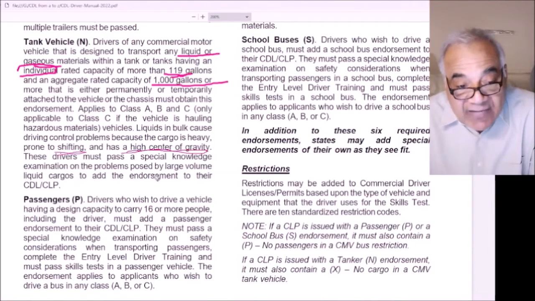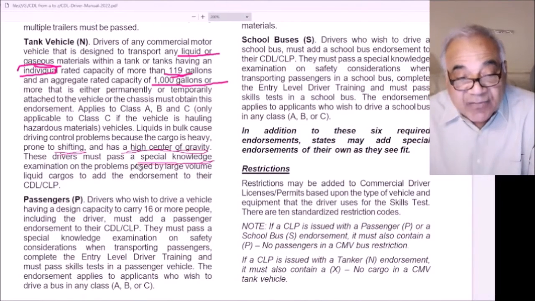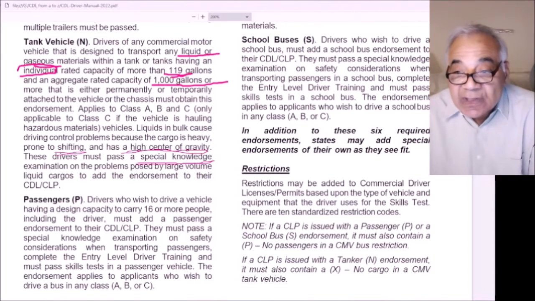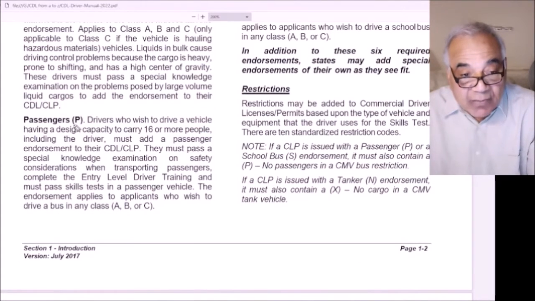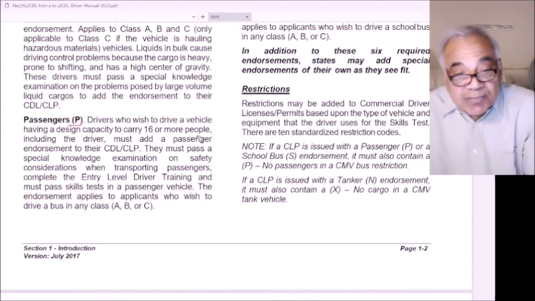So the driver has to have a special test, special knowledge, which means you have to learn how to stop, how to slow down, how the liquid shifts inside the tank, and what kind of partitions you have to have inside the tank to avoid having abrupt acceleration. The endorsement P, which is passenger. If you want to transport 15 people besides yourself, you have to have a commercial driver license. To do that, you pass a test on the special knowledge in this book that we are studying now.